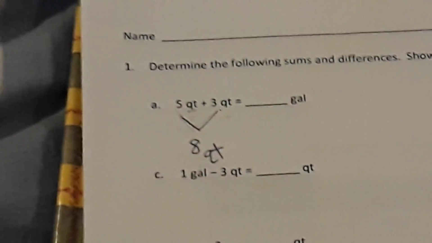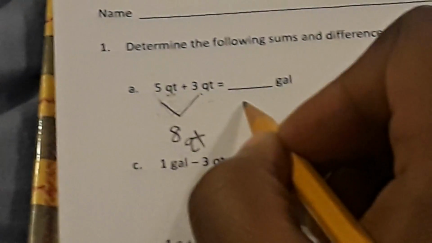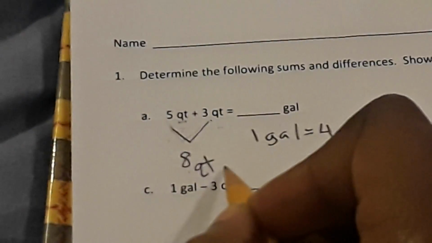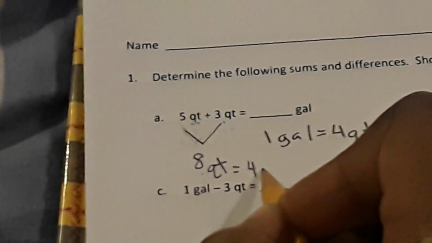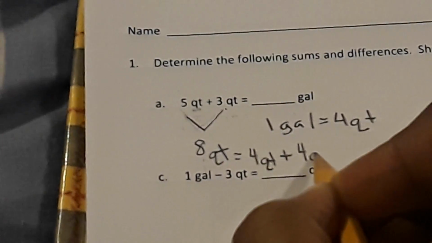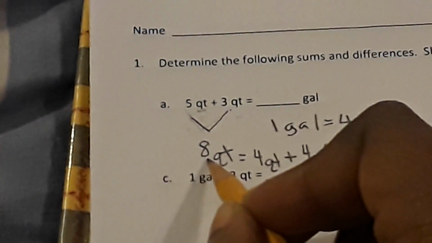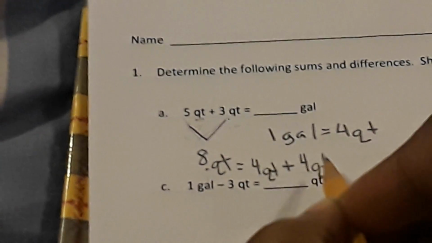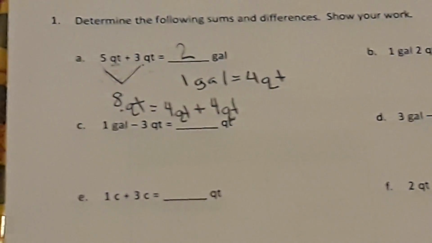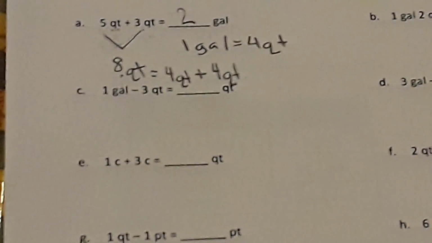In the 8 quarts, we know that 1 gallon equals 4 quarts. Since I have a total of 8 quarts, if I split them up into 4 quarts, which is 1 gallon, plus another 4 quarts, because after you take these 4 quarts away from the 8 quarts, you'll still have 4 more quarts, that is going to give you 2 gallons. So 5 quarts plus 3 quarts would equal 2 gallons.